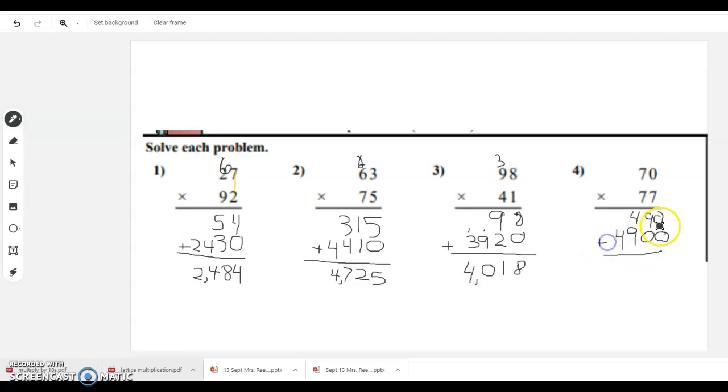Go ahead and add those up. 0 plus 0 is 0. 9 plus 0 is 9. 4 plus 9 is 13. Carry my 1. 4 plus 1 is 5.